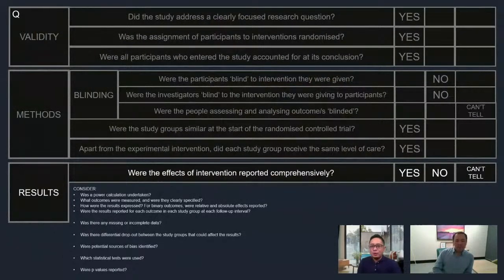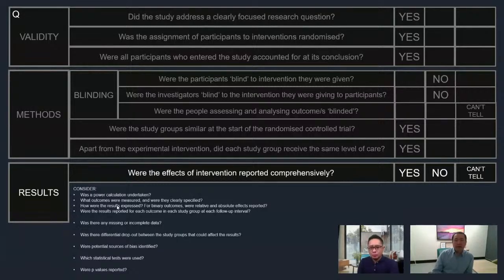All right, thank you so much, Doc. Now let's move on with the results. Here's the results question: were the effects of the intervention reported comprehensively, with all those considerations below as well? Yes, they reported each result very comprehensively. And here it says, was a power calculation undertaken? Yes, a power calculation was undertaken. The study was powered to find a 10% absolute difference in live births.